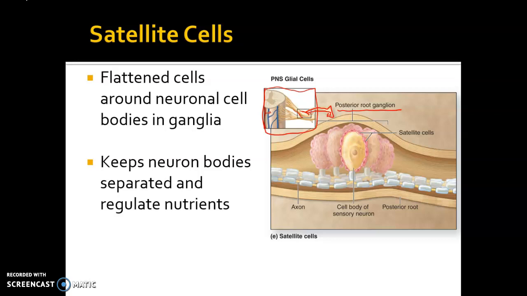So a group of cell bodies outside the central nervous system within the PNS, that's called a ganglion. All right. Now, if you look at each cell body, so that's a cell body right here. This cell body is surrounded by numerous pink cells. Do you see the pink cells surrounding or wrapping around the cell body of the sensory neuron? These pink cells are called satellite cells. So they are flat cells that surround the cell bodies, and they keep each cell body separated from another cell body. They also regulate the amount of nutrients that enter the cell body.